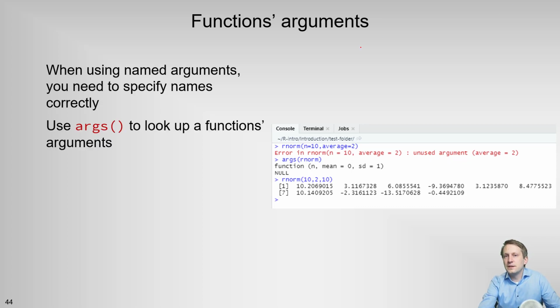If you want to know what the arguments are, you can use the args command. So if you type args rnorm, it tells you, okay, it's function n, mean equals 0, sd equals 1. So actually the mean defaults to 0 and the standard deviation defaults to 1. So by default, rnorm gives you standard normal distributed random numbers, and actually n is a quantity of that.